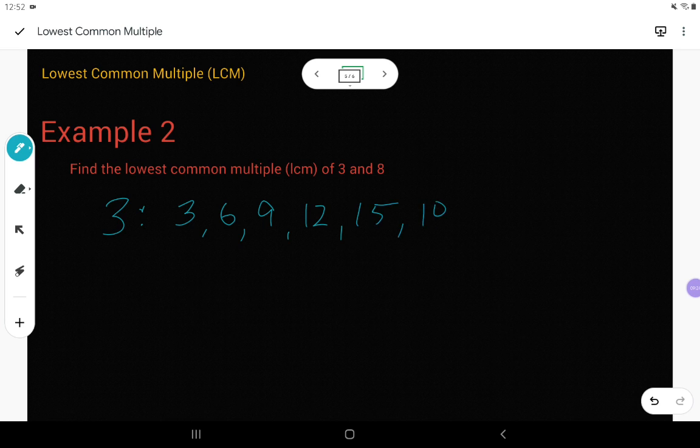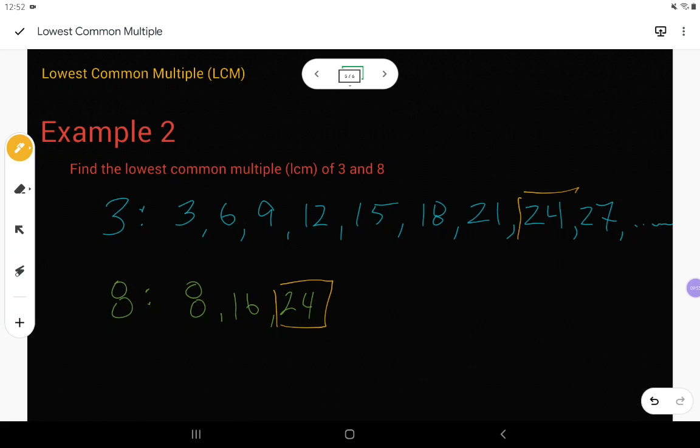And if you're finding it difficult to count by that number, you also have your multiplication chart. And when you look at your multiplication chart for 3, when you go across your row, you're going to see all these same numbers. And then I could look at my multiplication chart for 8. And here's the first 3 numbers I'm going to see. I'm going to see 8, I'm going to see 16, and then I'll see 24. And I'm going to stop because even though my next number would be 32, I have a match at 24.